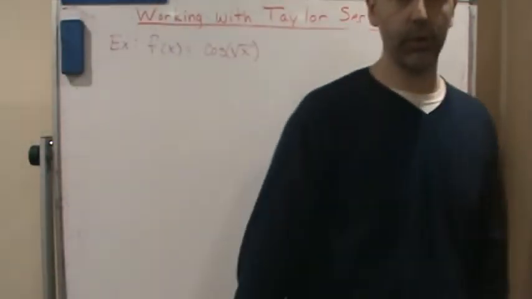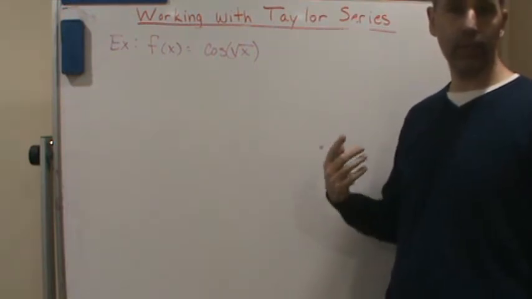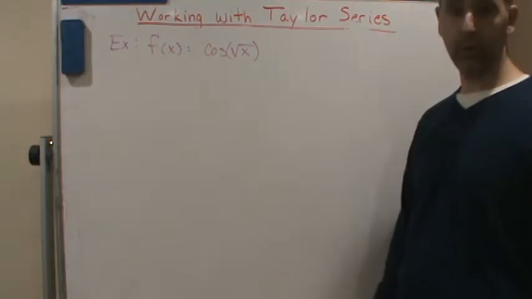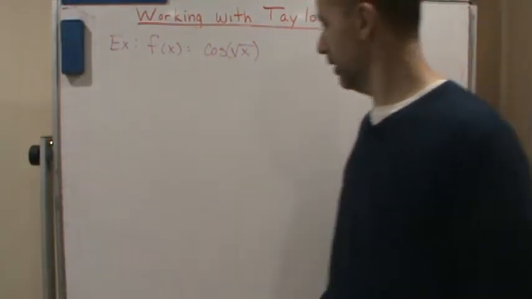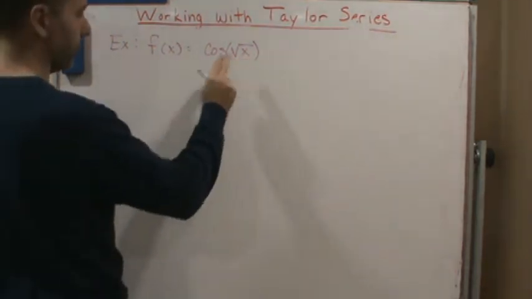Okay, so now we're going to do an example of using some of those common series that we showed in the last video to find a Maclaurin series representation for this one. So notice this is very similar to cosine x, except it's cosine of the square root of x.